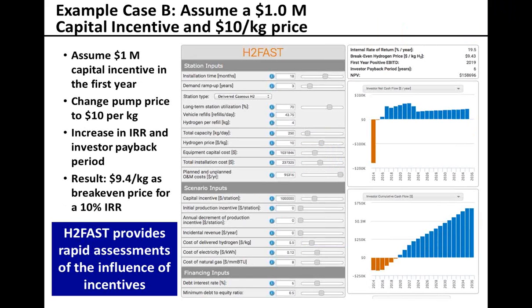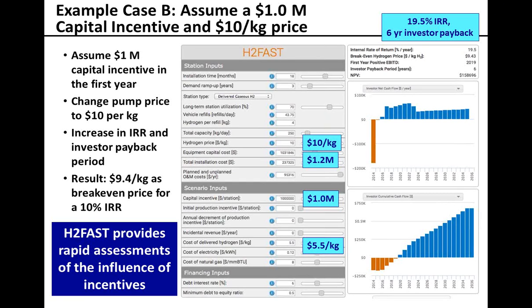If we go to the next slide, we're going to do a variation on the same station. We click one more time, we see those same values, but now we're adding a $1 million capital incentive, which is going to change the finances significantly. We're assuming that we can now sell the hydrogen to vehicles at $10 per kilogram, but even at that lower price, our internal rate of return increases to 19.5%, and the investor payback time period goes to 6 years. So as you can see, this can be done very quickly in the web-based tool, and you can explore these variations around a particular station.